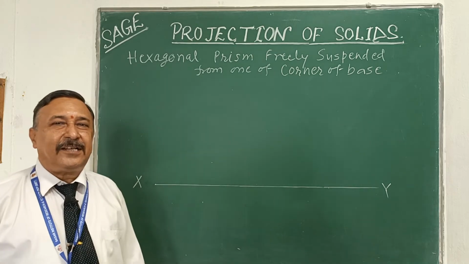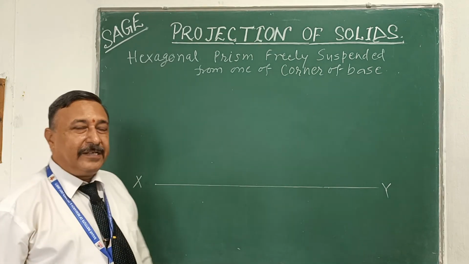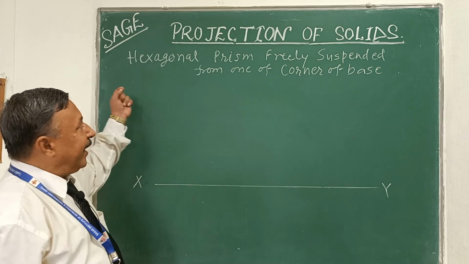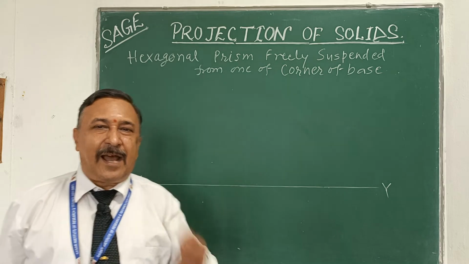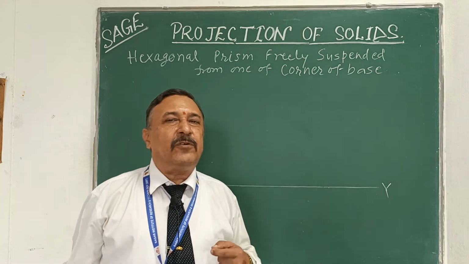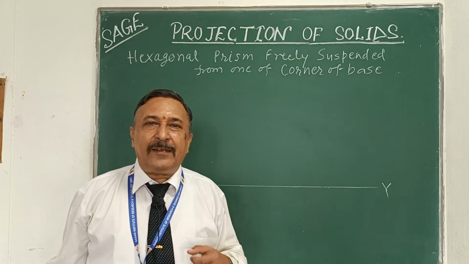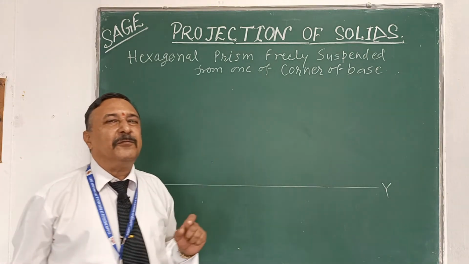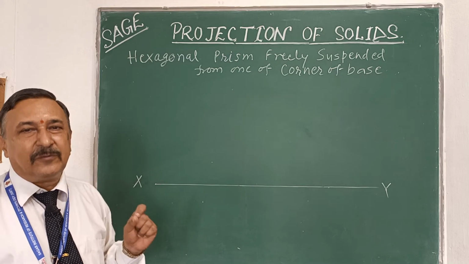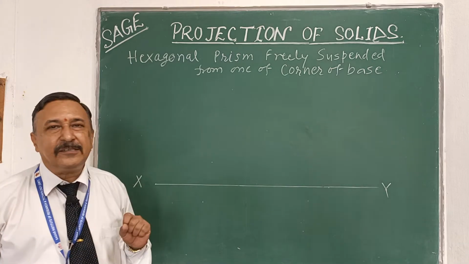In this another lecture of projection of solid, today I am taking a hexagonal prism freely suspended. If you remember, in the last lecture we drew a square pyramid freely suspended. Now in this case we take a prism freely suspended. Now how do we draw this problem?